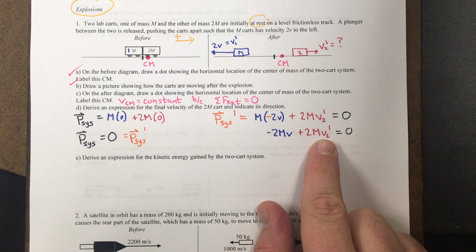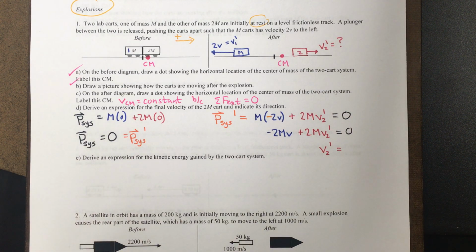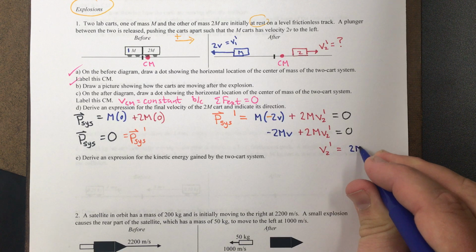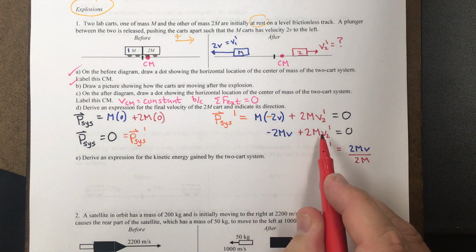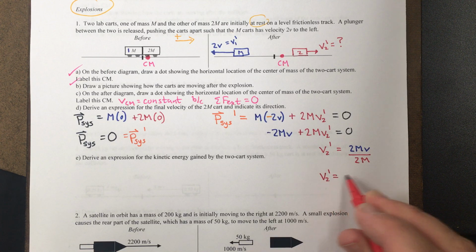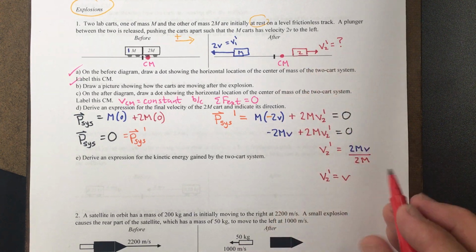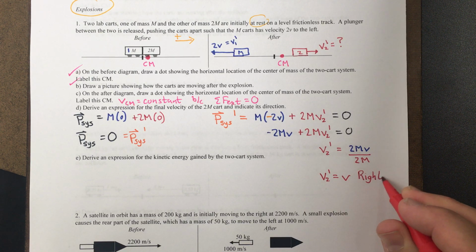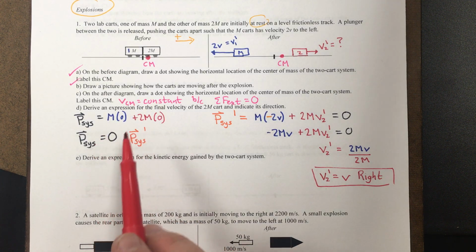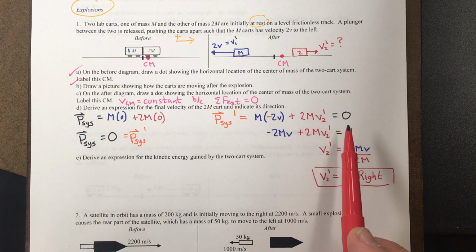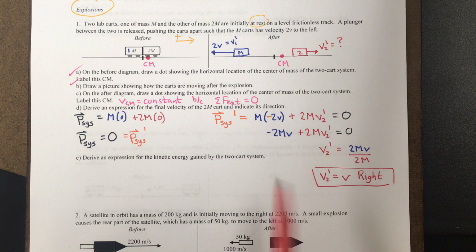So now I've got that equation, it's just a matter of solving for that unknown. So v2 prime, add the 2mv to both sides, divide by 2m to get v2 prime by itself, and we end up with v2 prime just equals v, because the 2 cancels out and the m cancels out, leaving just v on that side. And I know from my picture that it is moving to the right. So all I've got to do there is figure out how much momentum my system has, write an equation using that momentum. So I know what this is doing. I can figure out what this is doing because the momentum stays constant, and then just solve for my unknown.